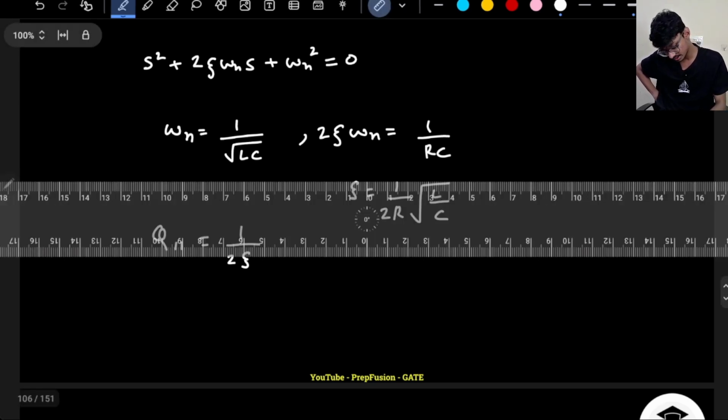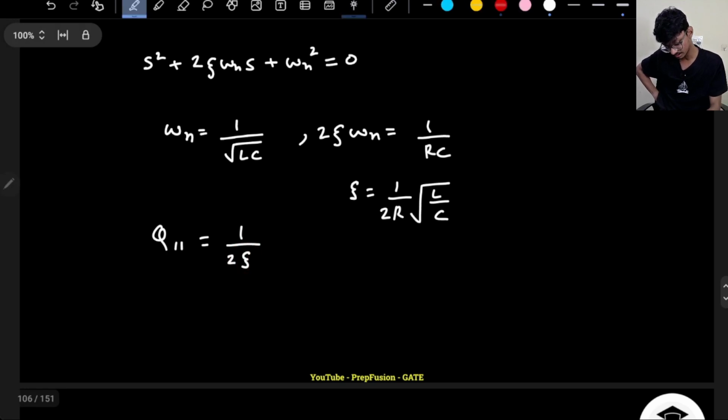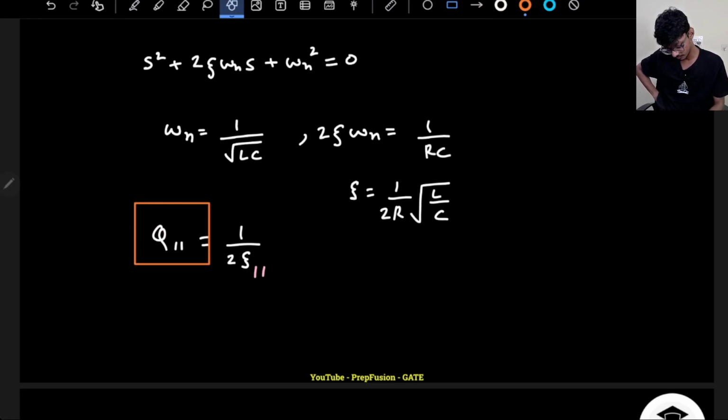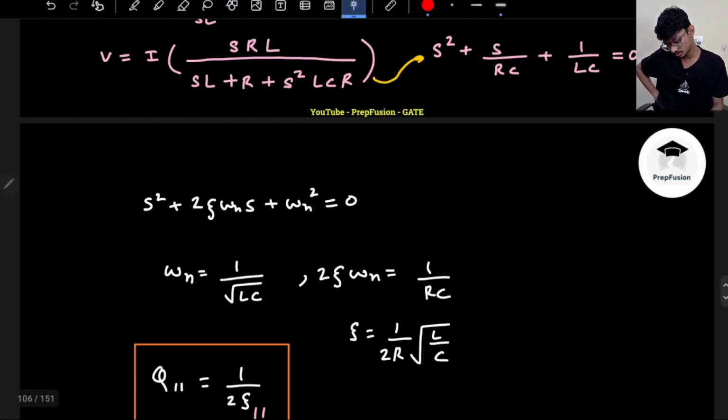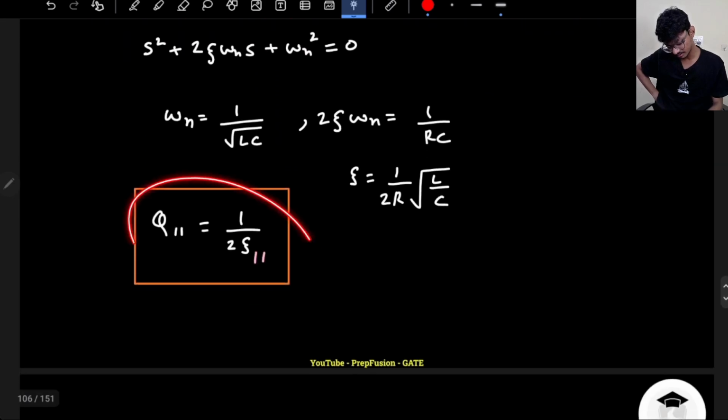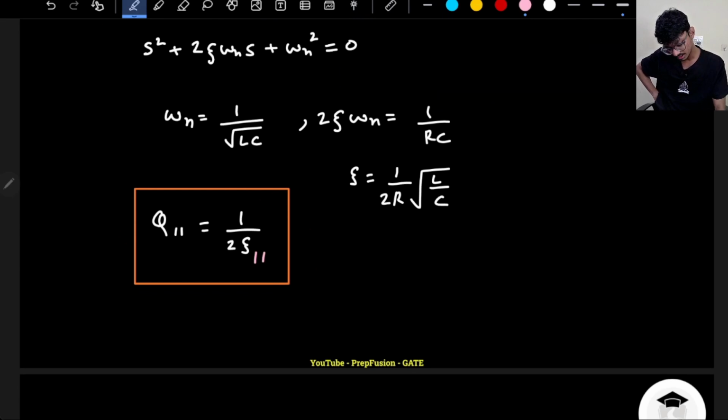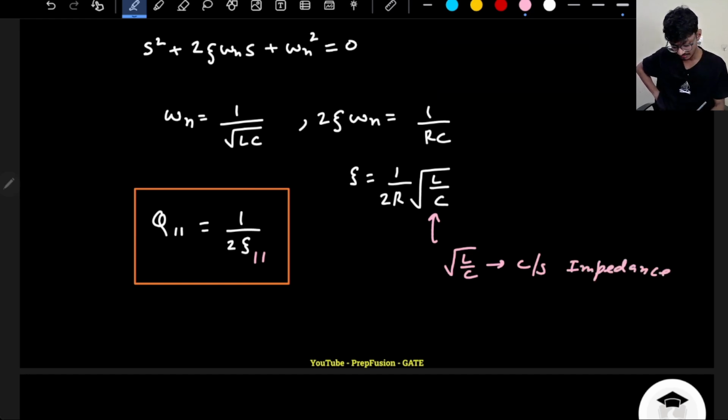But remember, this zeta is for a parallel circuit. Zeta for the circuit also changes. That's why you feel like the relation is constant, but no, the zeta has changed. This kind of relation we derived in the series circuit as well. Now, how can you remember this? You will study in power systems and many other places that under root L by C is actually the characteristic impedance.